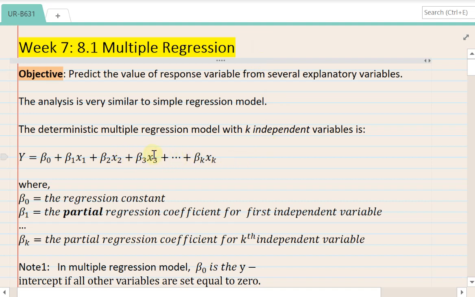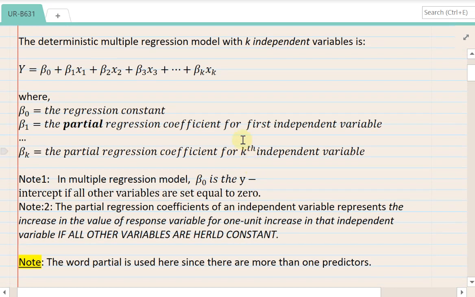The deterministic multiple regression model looks like this. What we mean by deterministic is that there is no error involved in this. Now we do have a probabilistic model that we use, and all we do with the probabilistic model is add an error term at the end, right in here. So that's going to be the only difference between the deterministic and the probabilistic model. The probabilistic model allows for the error, and that's what we're going to be using.